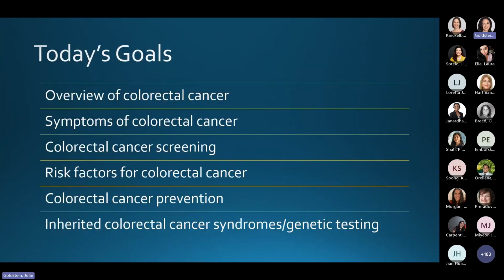I just wanted to give you an overview of what our goals are. First, we'll be talking in general about what colorectal cancer is, the symptoms of these types of cancers, how we can have screening or diagnosis of colorectal cancer, factors that might increase the risk for colorectal cancer, as well as things that you can do to decrease those risks. Lastly, we'll wrap it up with a discussion of inherited colorectal cancer syndromes and discuss how genetic testing works to help us diagnose those syndromes.